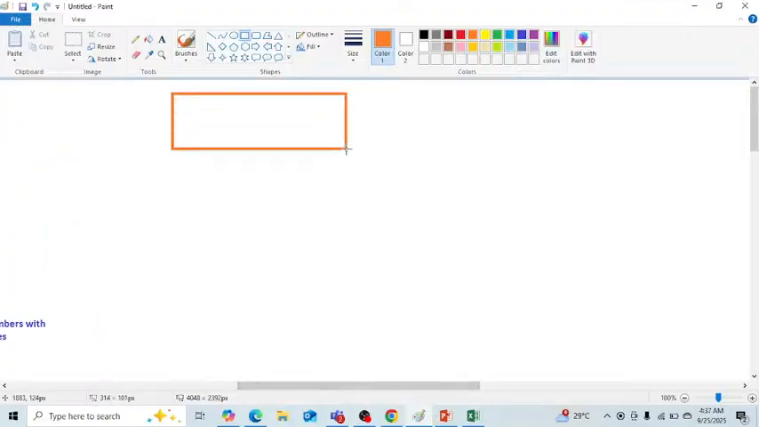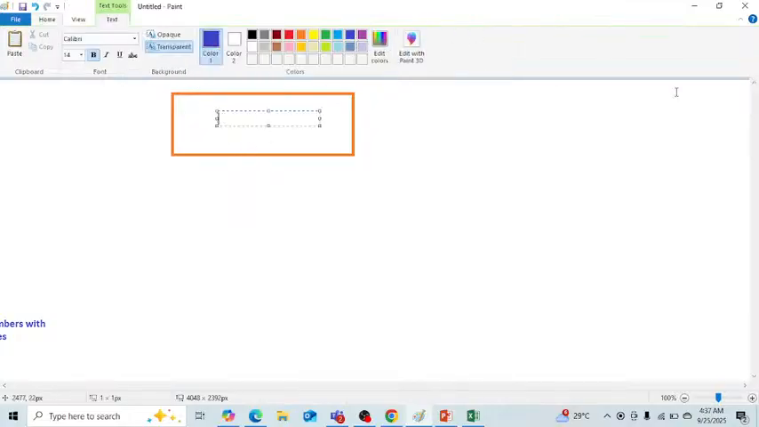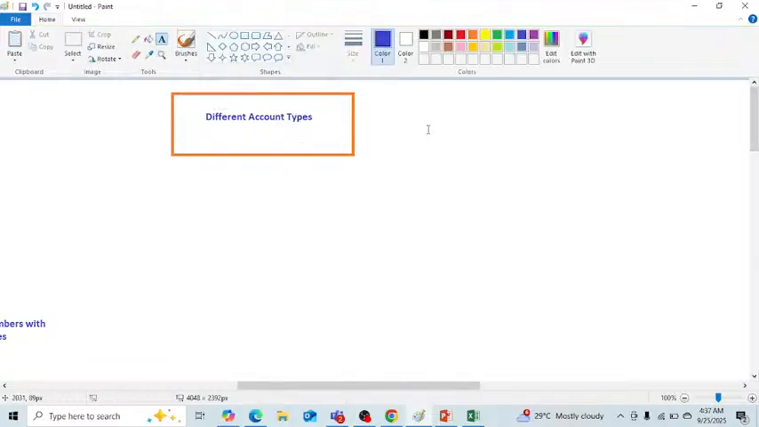So first let's see the different account types. The first one is revenue. We have a total of 5 types of accounts.